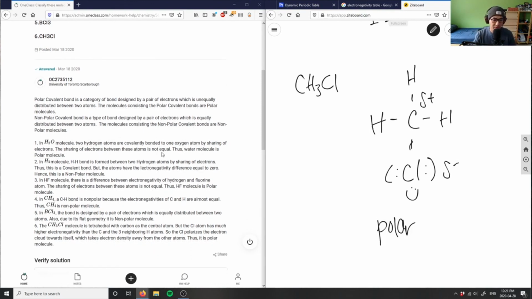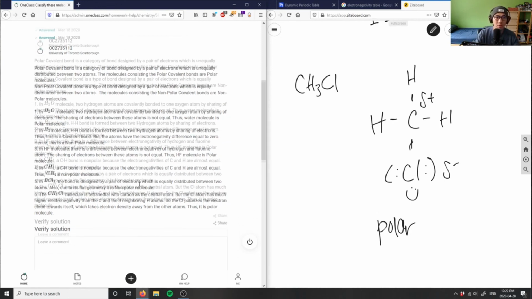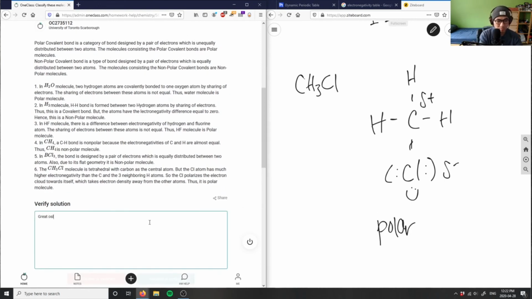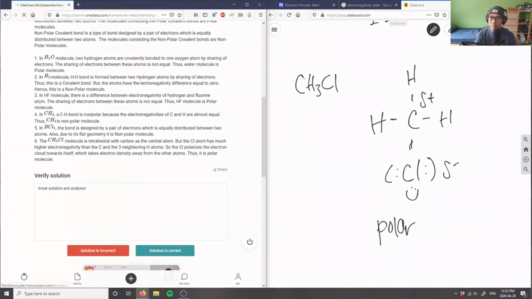So I believe the answers here are correct. Water is polar, H2 is nonpolar, hydrofluoric acid is polar, methane is nonpolar, boron trichloride is nonpolar, and methyl chloride is polar. So great solution and analysis.